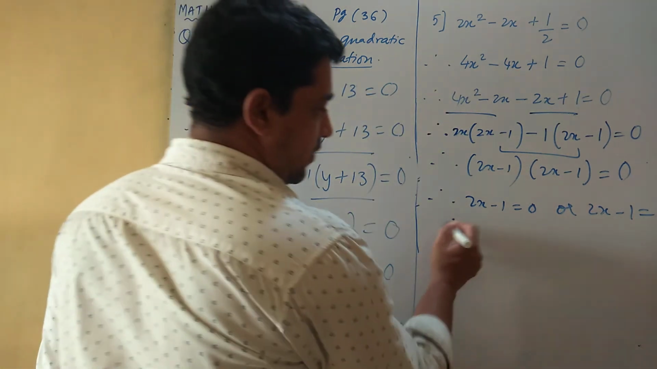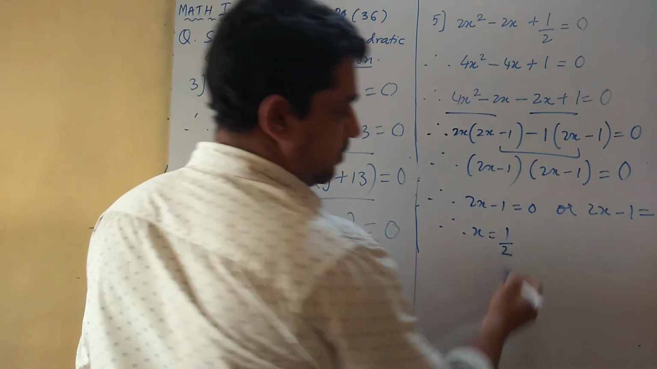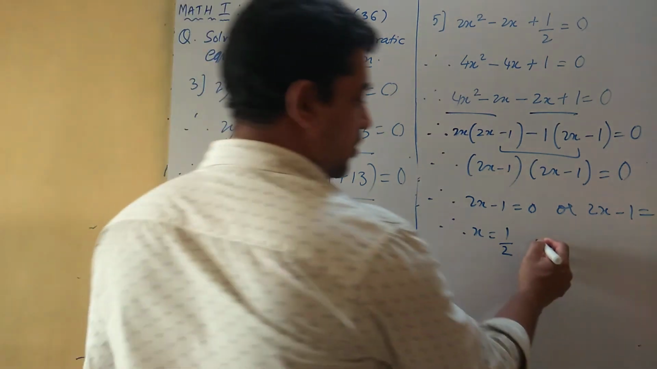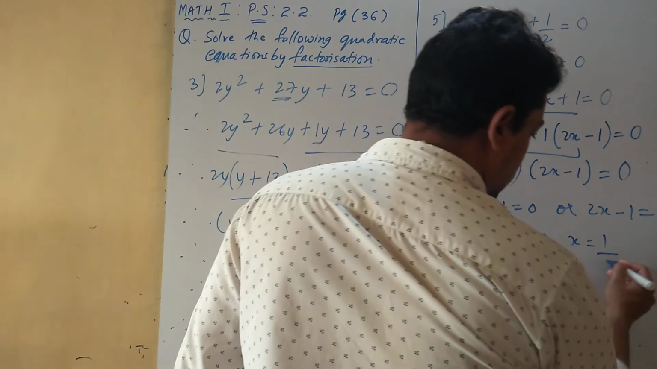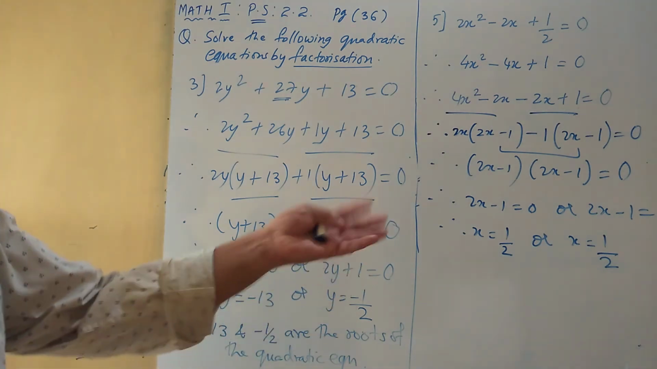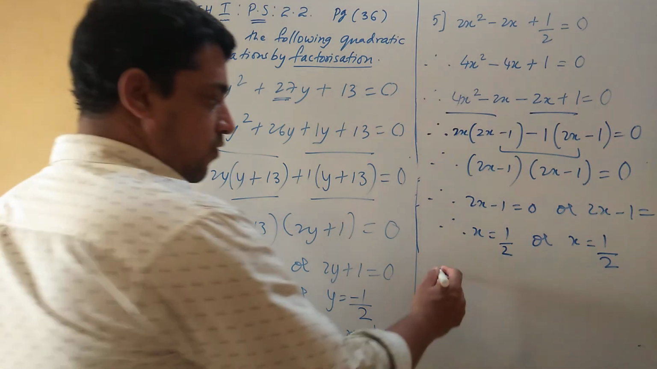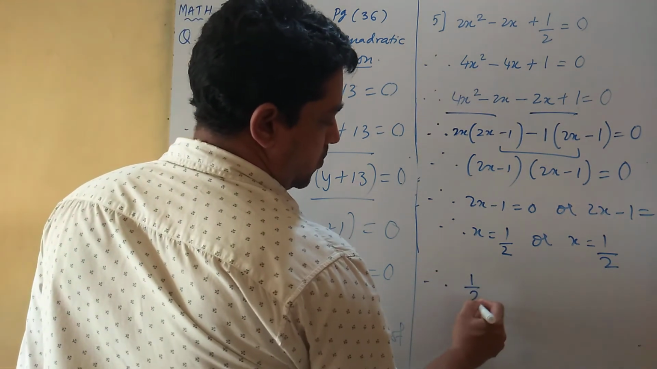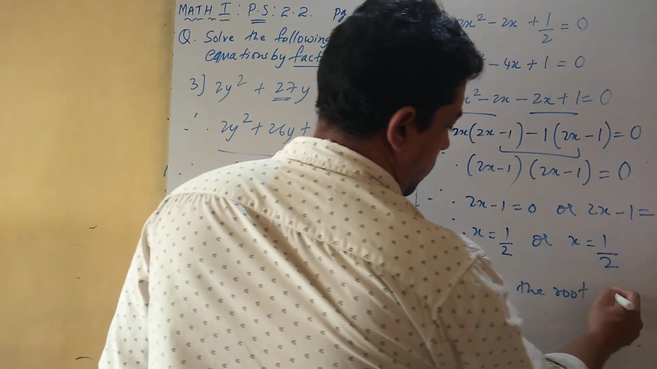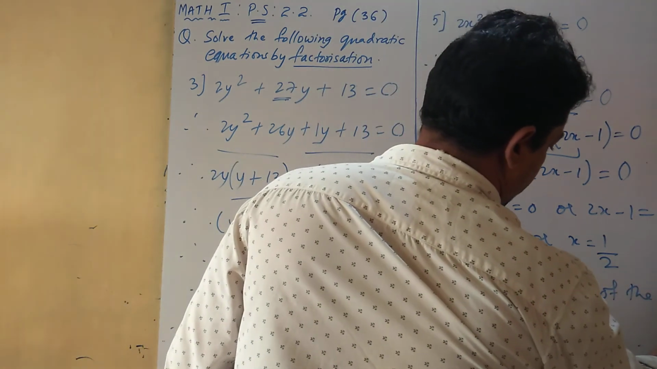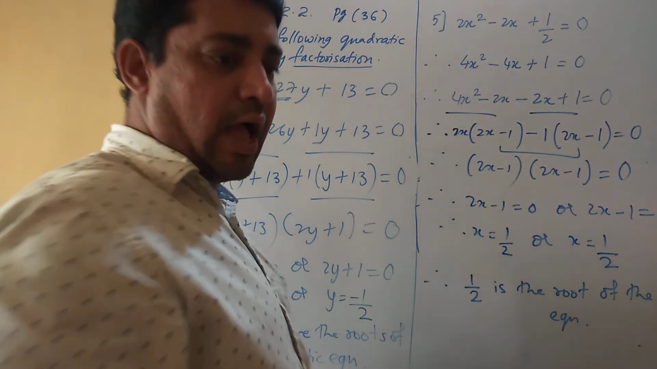That is, let's check. Therefore x is equal to minus 1 will go to right hand side, will become 1, 2 will go to the denominator, x equal to half, or same thing here, x is equal to minus 1 will go to the right hand side 1, and 2 will go to the denominator. So x is equal to 1 upon 2, or x equal to 1 upon 2. So we have the same solution. Therefore 1 upon 2 is the root of the quadratic equation. You can also write half and half.